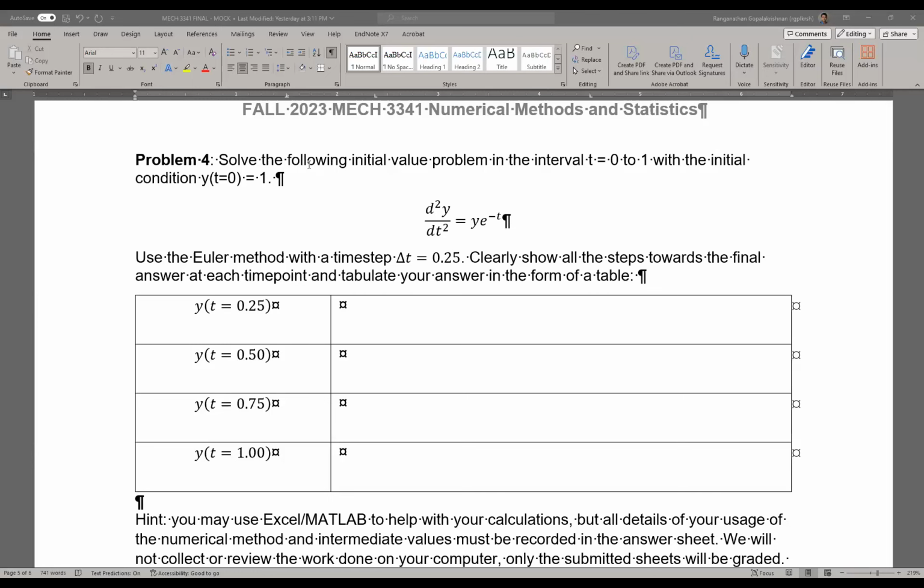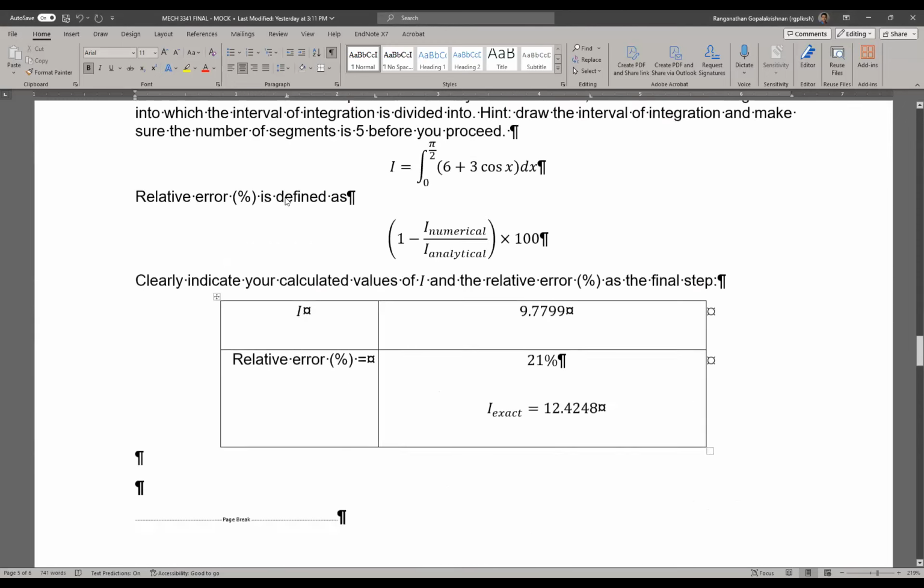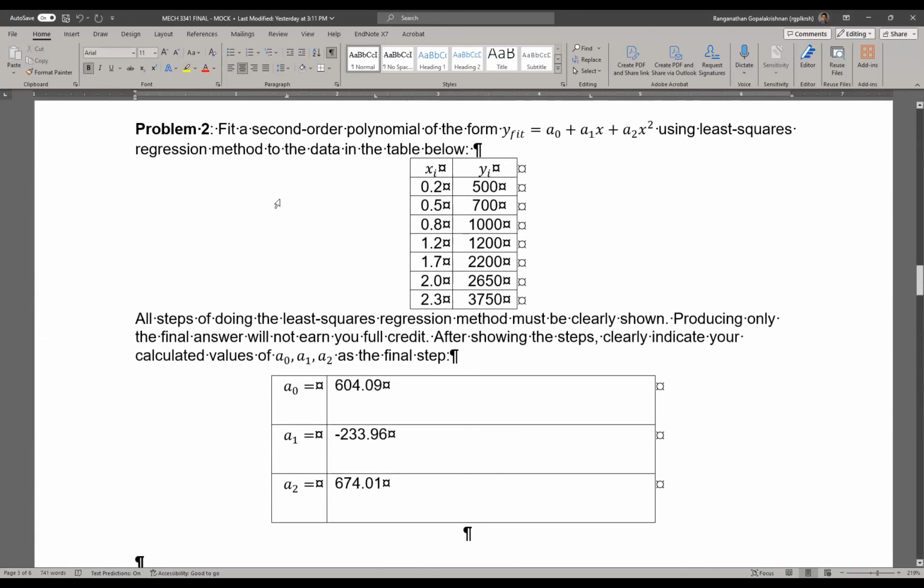So we are continuing to look at the solutions for the mock final that I posted. And Andrea, so far the three problems, were you able to try on your own and were you able to solve them?